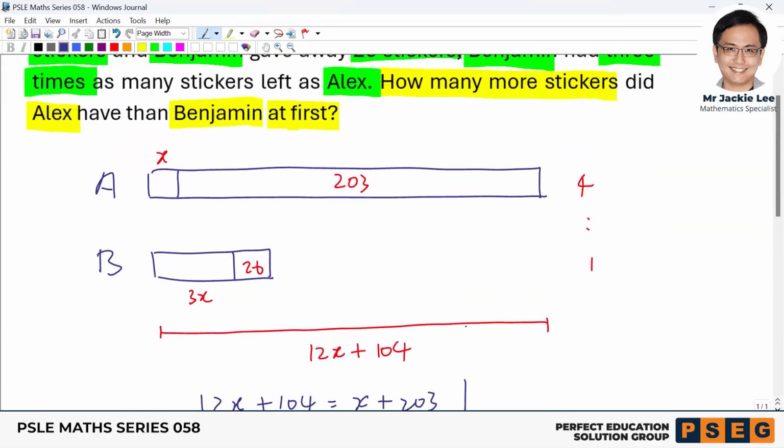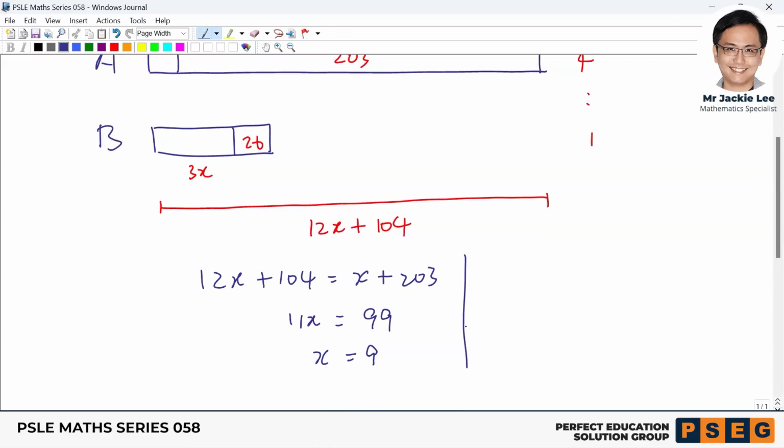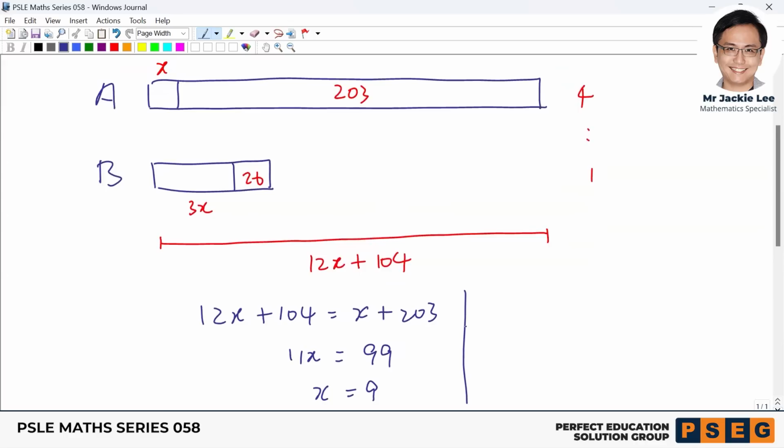The question in fact is asking, at first, the difference between Alex and Benjamin in terms of the number of stickers. So we can now do something like this at first, right? For Alex, we have x plus 203, so it will be 9 plus 203, I think we have 212. Then for Benjamin at first it is 3x plus 26. That means this is 27 plus 26, then this will give us, I think, 53, right?